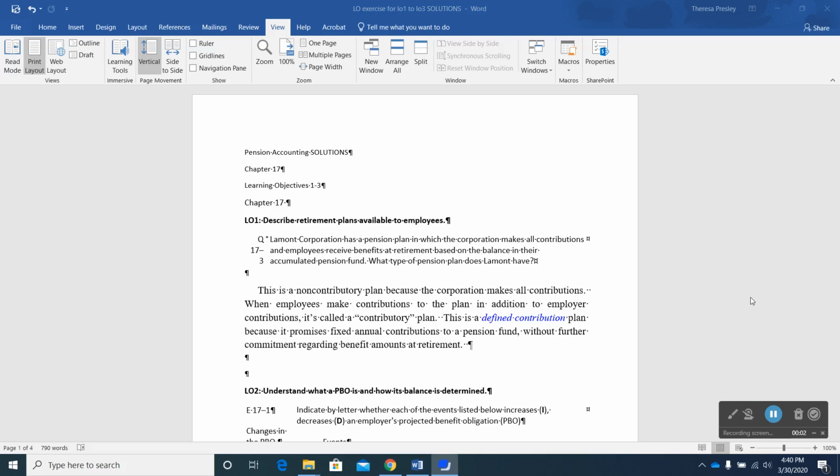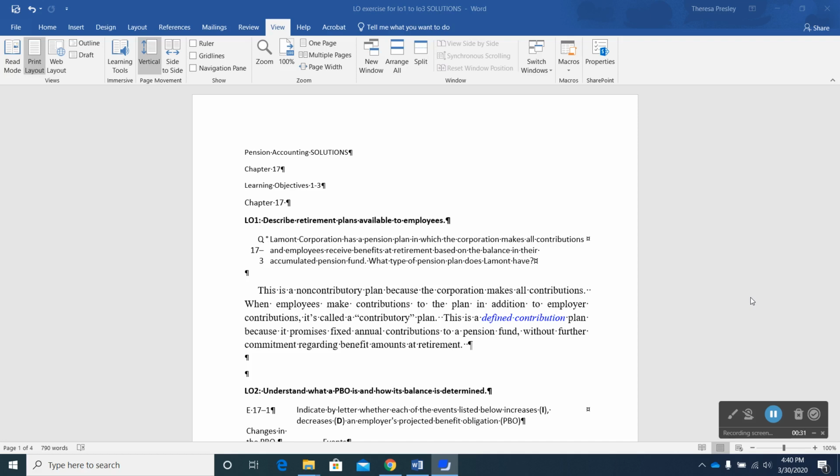Well, now it's time for our packet work, and we are on learning objectives 1 through 3. The first learning objective was for us to describe retirement plans that are available to employees. So it's a time you might want to go back and review that slide that discussed the two retirement plans. We can either define what goes in, or we can define what goes out. And this is a description here.